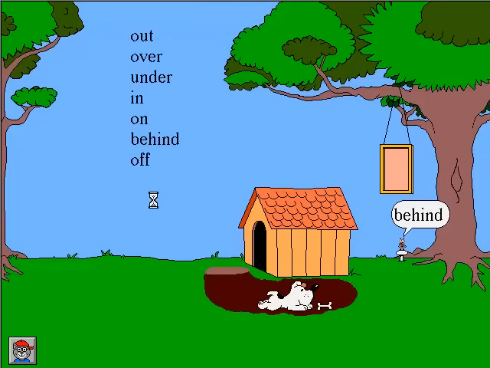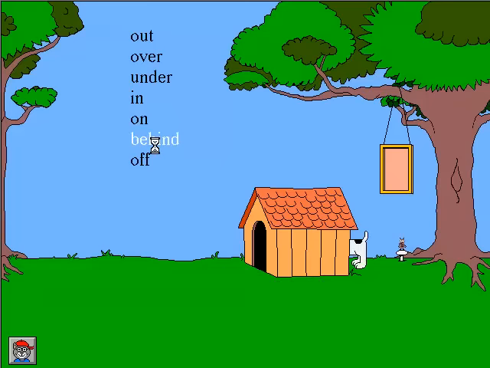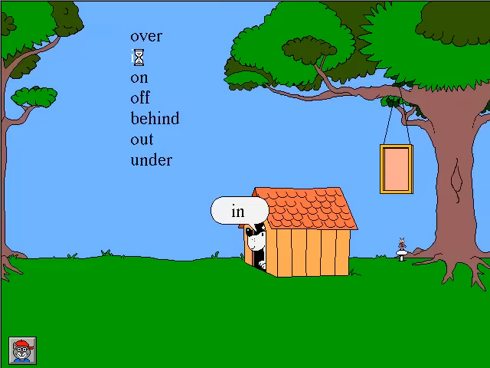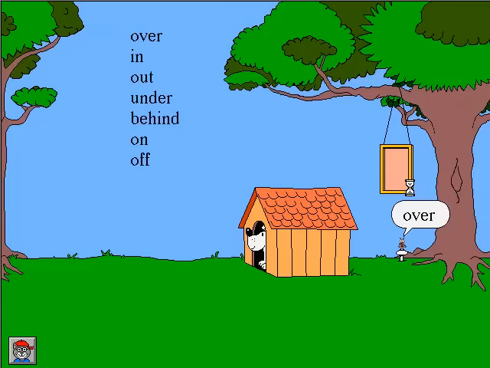Can you make Houdini go behind the doghouse? Yeah! I'm behind the doghouse. Can you make Houdini go in the doghouse? That's out! Can you make Houdini go in the doghouse? All right! I'm in the doghouse. Can you make Houdini go over the doghouse?